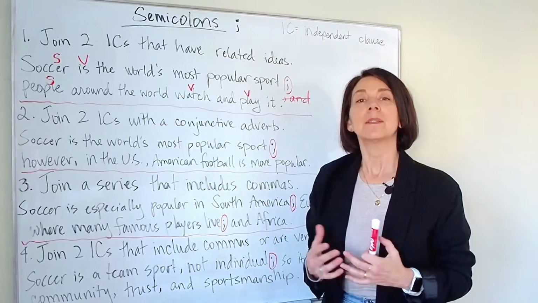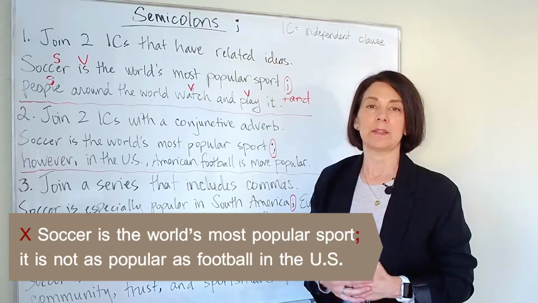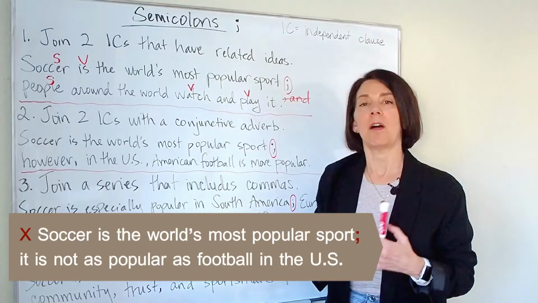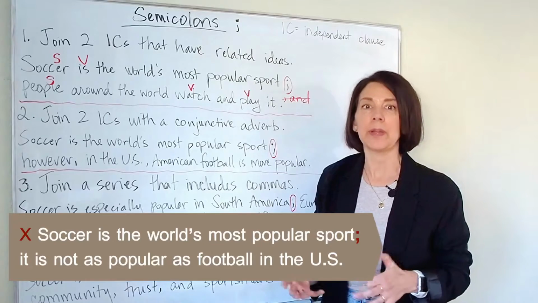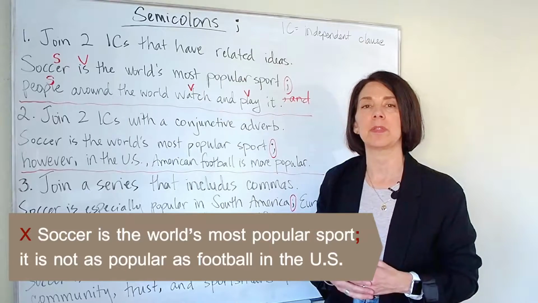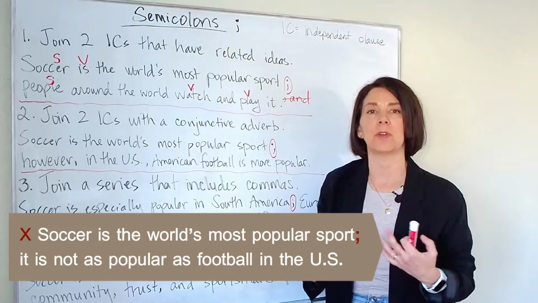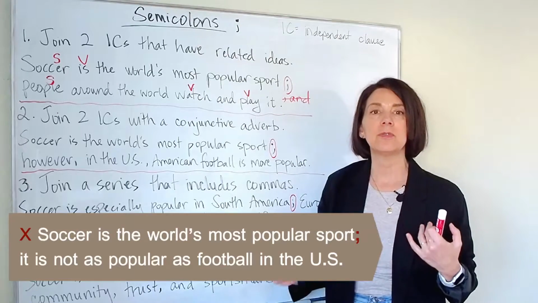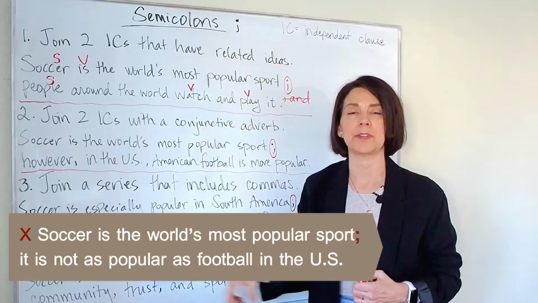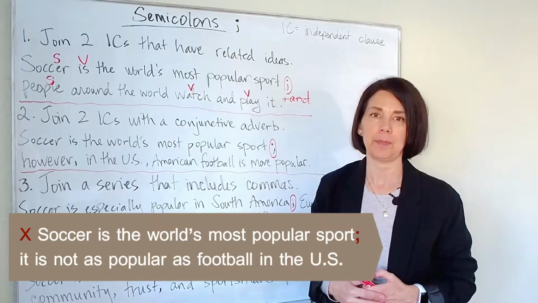For example, soccer is the world's most popular sport. It is not as popular as American football in the US. So these clauses are talking about the same topic, about soccer, but if you look closely, they should be joined with the word but or however, because they show difference or contrast. They're showing two different ideas: that around the world soccer is the most popular sport, but in the United States, American football is more popular.